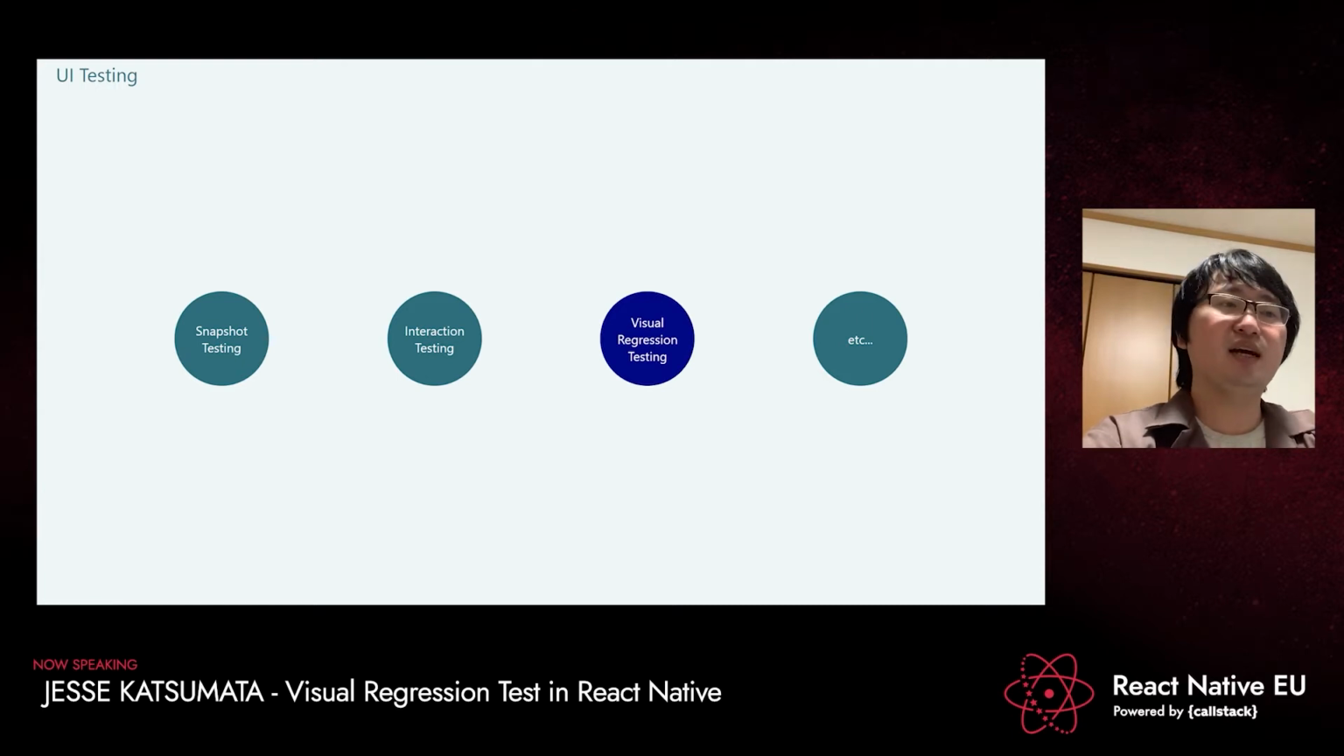As you can see, there are many different aspects of UI testing, and it can be categorized further into different tests like snapshot testing, interaction testing, and today's main topic, the visual regression testing. And let me briefly go through what each of these tests do.